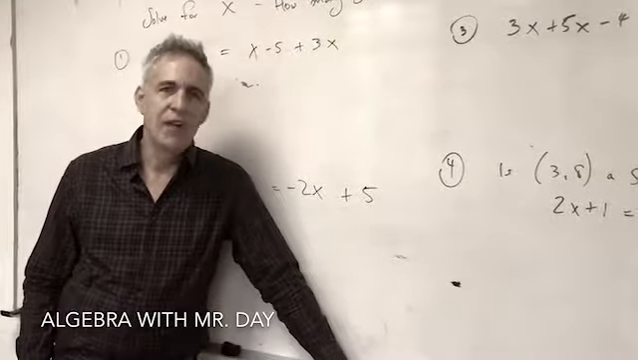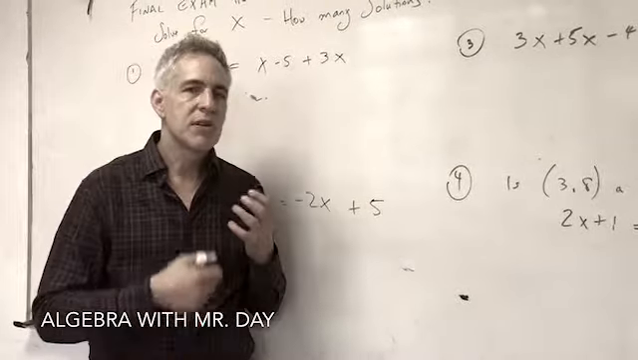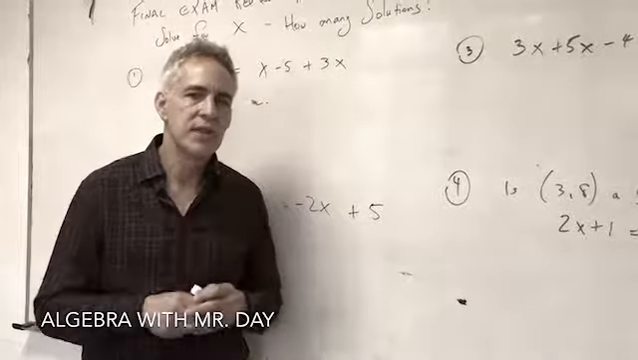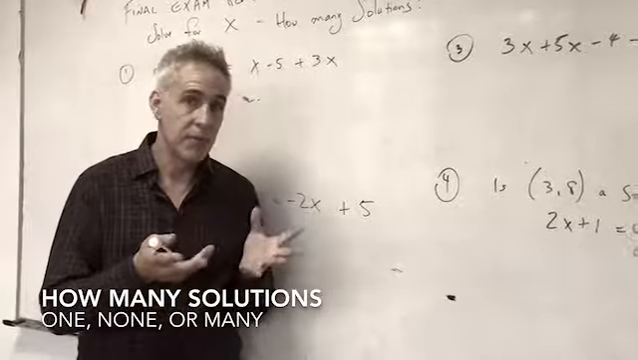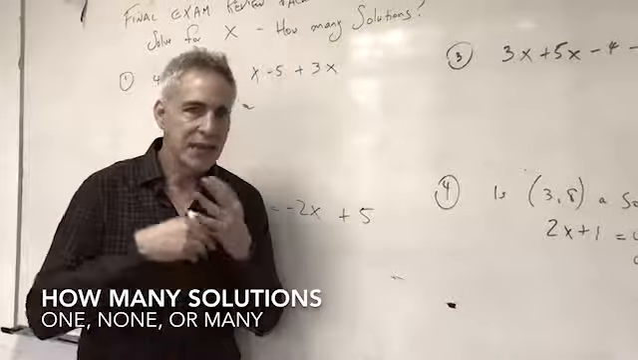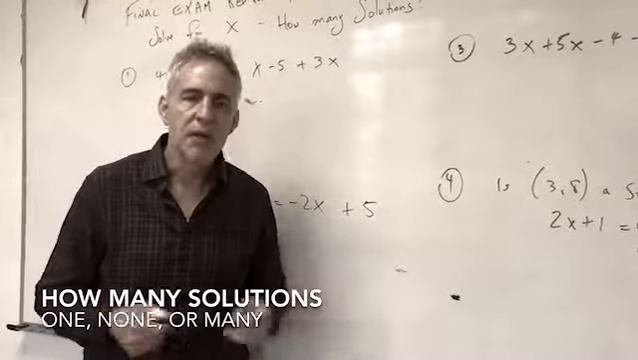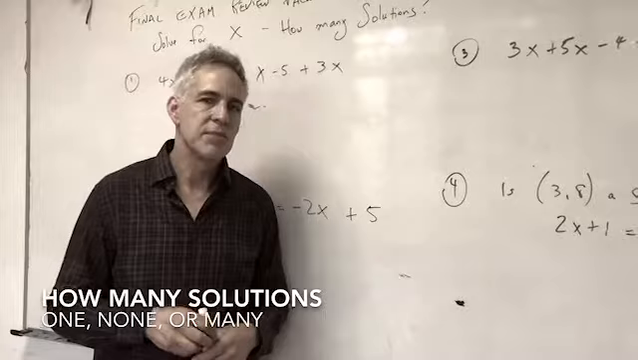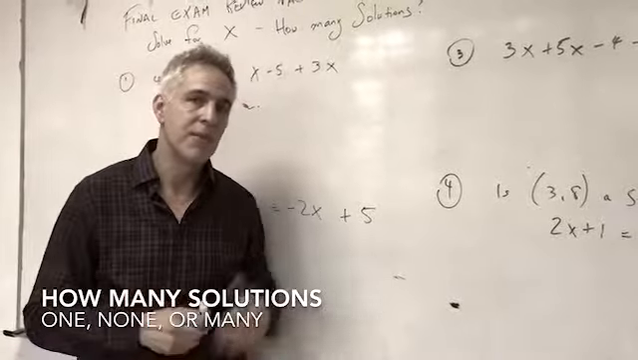Final exam review time. The final exam review packet, in the first part, the first page, is about solving for x and then finding out how many solutions: one, none, or many. One solution means x equals a number. No solution means we get an absurd, crazy, ludicrous answer like 5 equals 10. It doesn't work. Or we could get 5 equals 5, and that would be infinitely many solutions, because 5 is always equal to 5 no matter what we do or say. Here we go, let's do number 1.